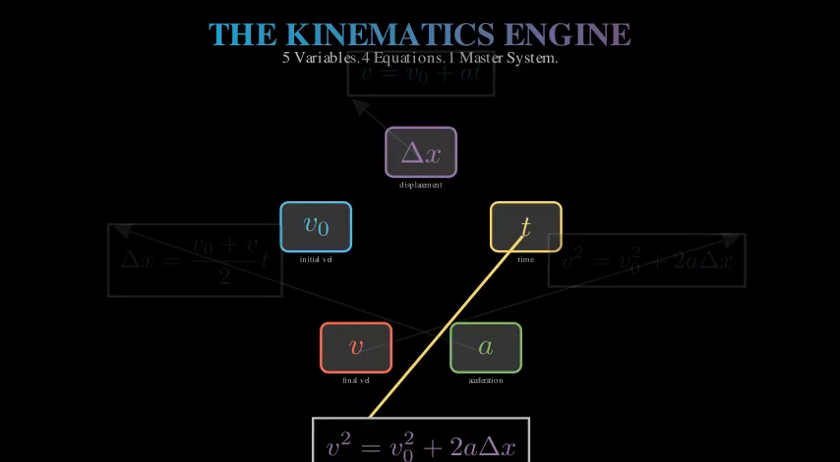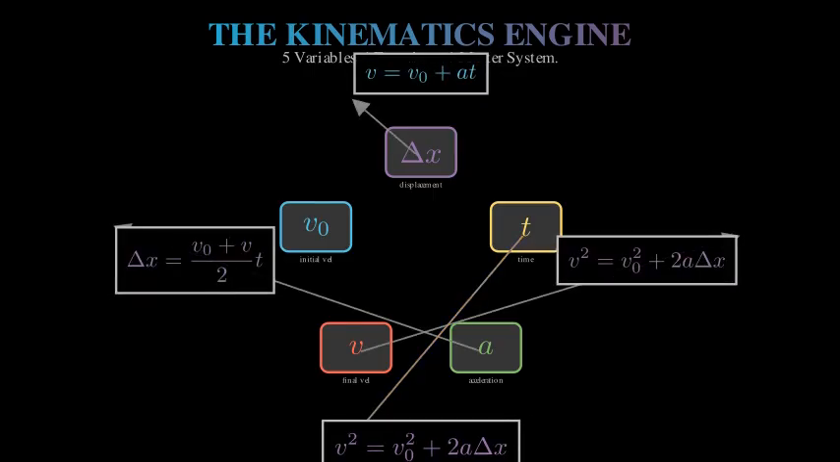Here's the secret. The variable that is completely missing from your data list is your shortcut to the answer. The equations aren't random. Each one is balanced to leave out exactly one variable. If acceleration is completely missing from your world, you don't waste time trying to force it. You use the one tool perfectly designed for a world without acceleration.